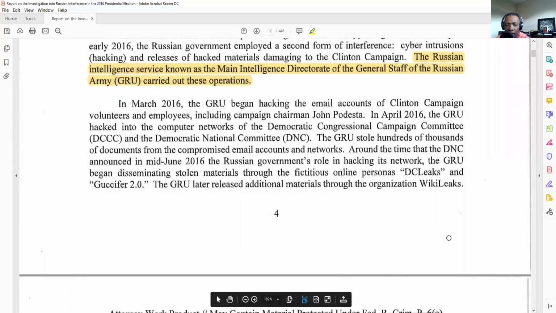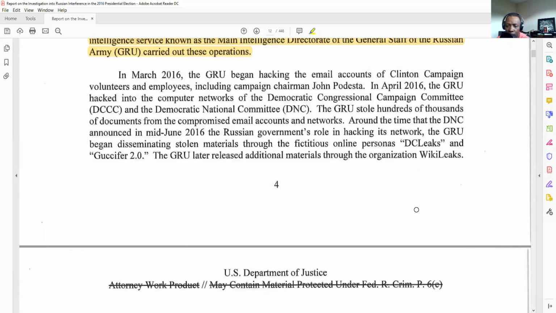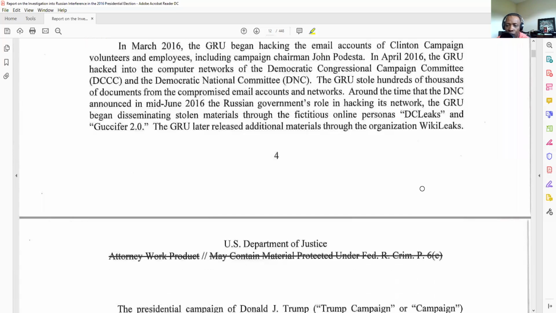In March 2016, the GRU began hacking the email accounts of Clinton campaign volunteers and employees, including campaign chairman John Podesta. In April 2016, the GRU hacked into the computer networks of the Democratic Congressional Campaign Committee, DCCC, and the Democratic National Committee, DNC. The GRU stole hundreds of thousands of documents from the compromised email accounts and networks.